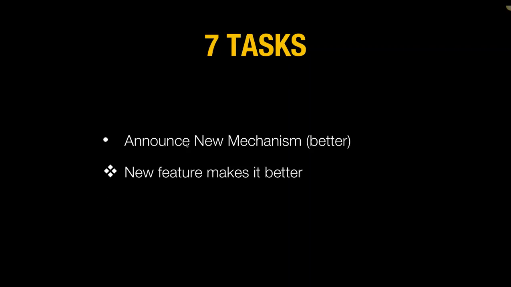Seven, announcing a new mechanism about your product. If you are constantly improving your product or your service, you can use the new mechanisms that you create to drive people over the fence. One way to do that is to announce the new mechanism when the feature itself makes the product better in some way, as in it was good before, but now it's even better.